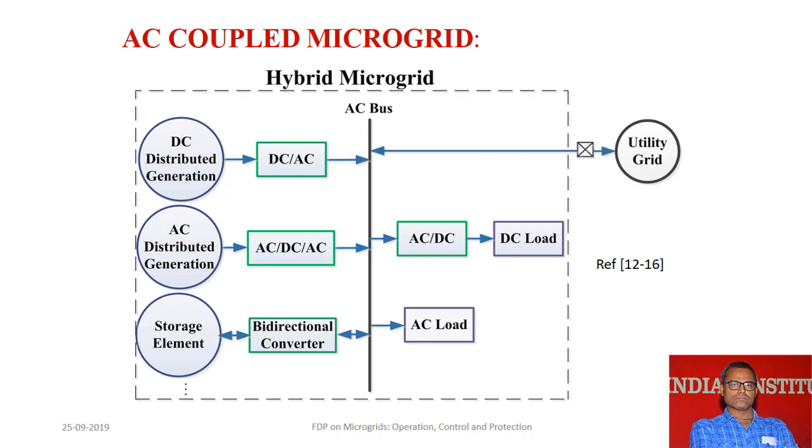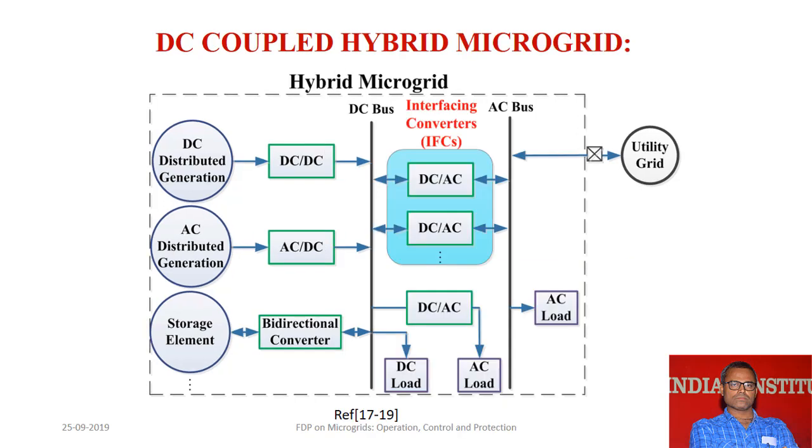So you can see here the AC coupled microgrid structure, where we have an AC bus to which all the loads and the sources are connected. Even the DC distributed generation is connected to the same bus through a DC-AC converter, right? So this is called an AC coupled microgrid because the AC bus is coupled with all the loads and sources, right? And finally it is connected to the utility grid through the PCC.